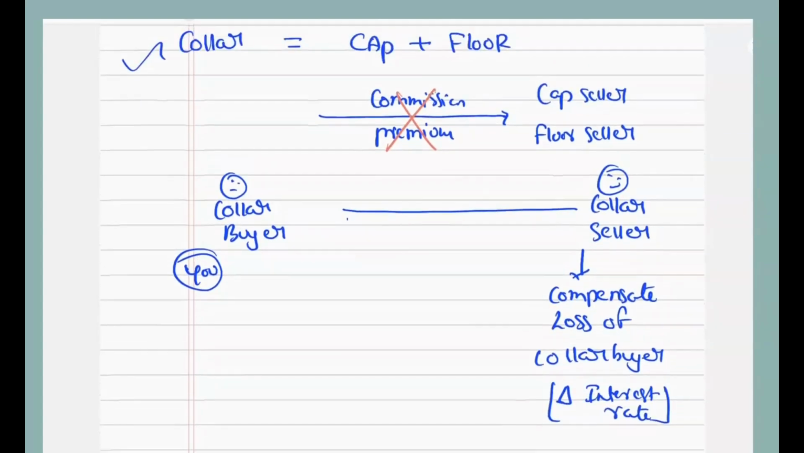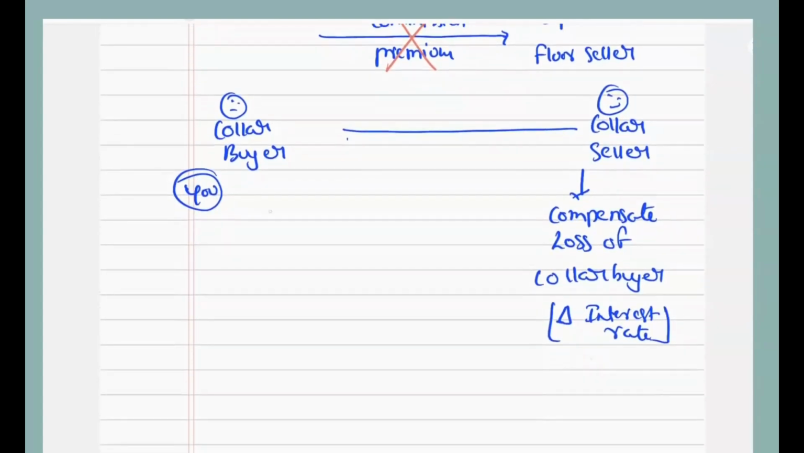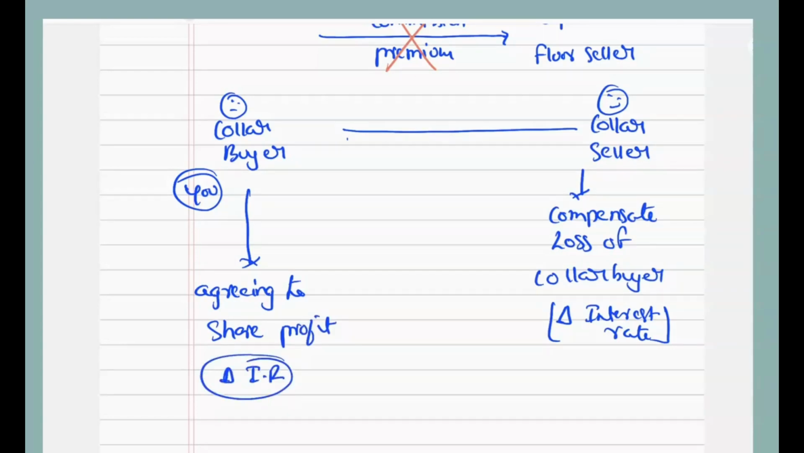In this case there is no commission, but what you have to do is have an agreement with him. You are agreeing to share a profit. Suppose you gain from the change in the interest rate, and you have to share a part of the profit with him. The profit share is the agreement that you have with the seller, right? So this is the part of the collar.